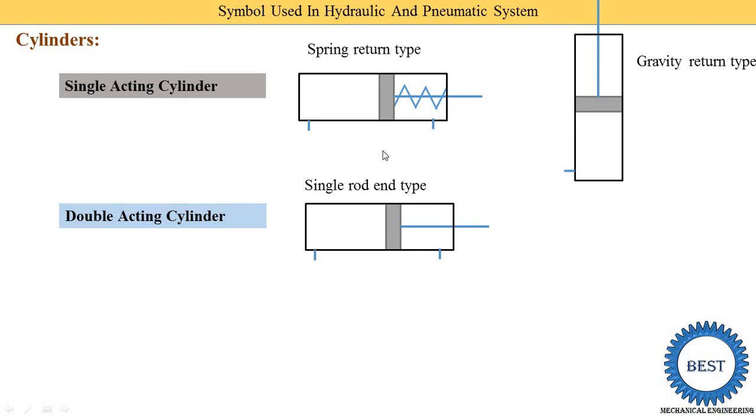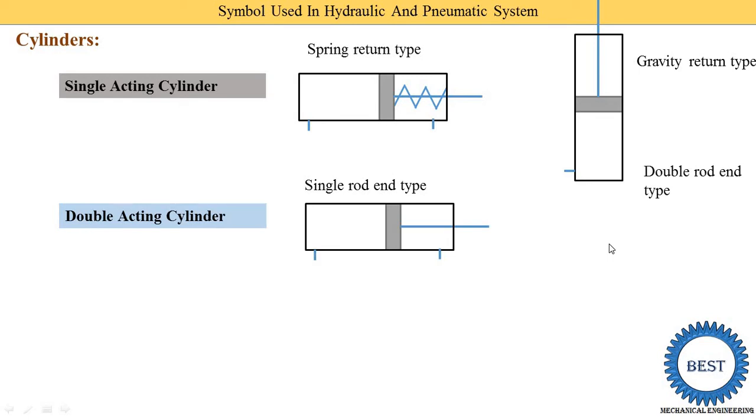And it is a single rod end type. Single rod end type means only one single connecting rod is used. It is also called the piston rod. So when this piston is moving from left to right side, oil is supplied from this port, and whatever amount of oil is present on the right side of the piston is removed from this port. Similarly, when this piston moves from the right end to the left end, the oil is supplied from this port and exhausted from this port.